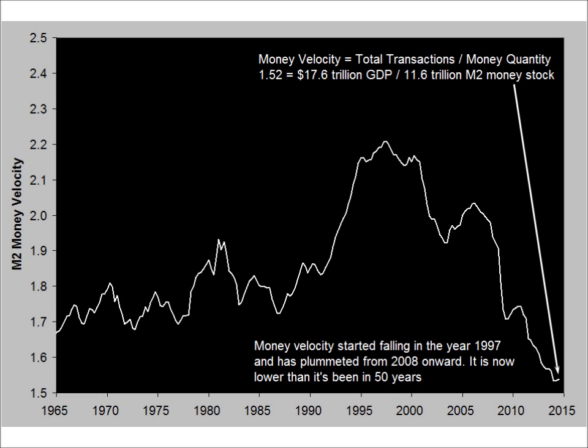The velocity of the M2 money supply is simply the total volume of transactions divided by the total stock of M2 money. On this graph here, I show you an example. The velocity of M2, most recently, is the GDP of $17.6 trillion per year divided by the $11.6 trillion M2 money stock, which gives us a velocity of 1.52.